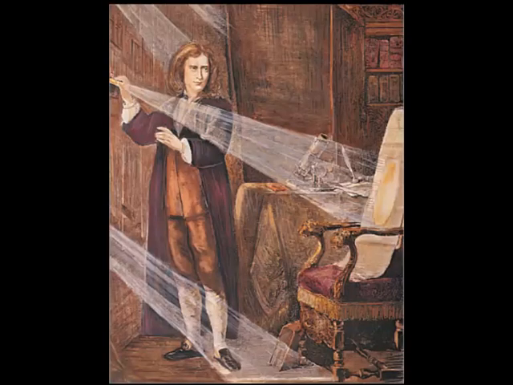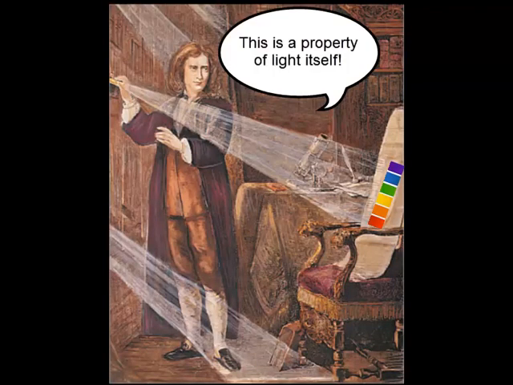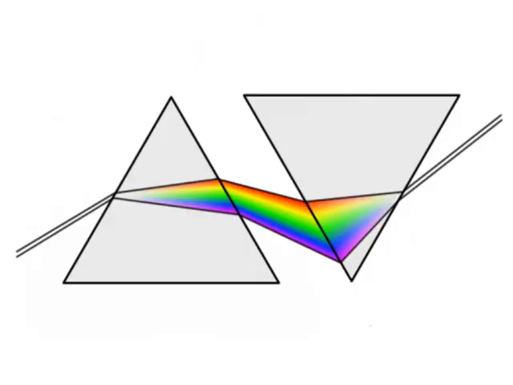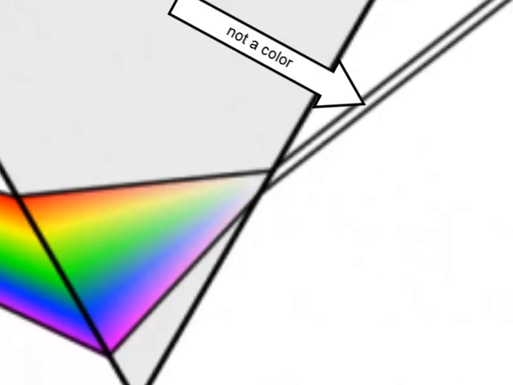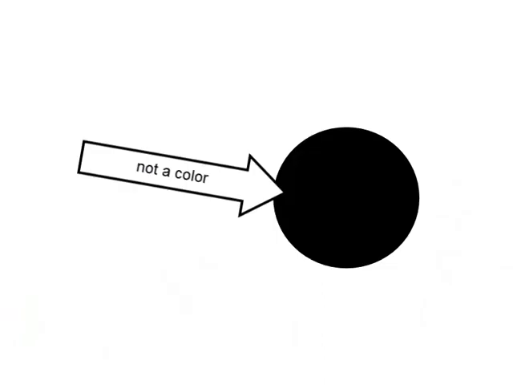Newton showed that the colors in the spectrum were a property not of the prism, but of the white light itself. He recombined the colors with a second prism to produce white light again. In other words, all the colors, one atop the other, combine to produce white light. White is not a color, but a combination of all colors. Black is also not a color, but is the absence of light.